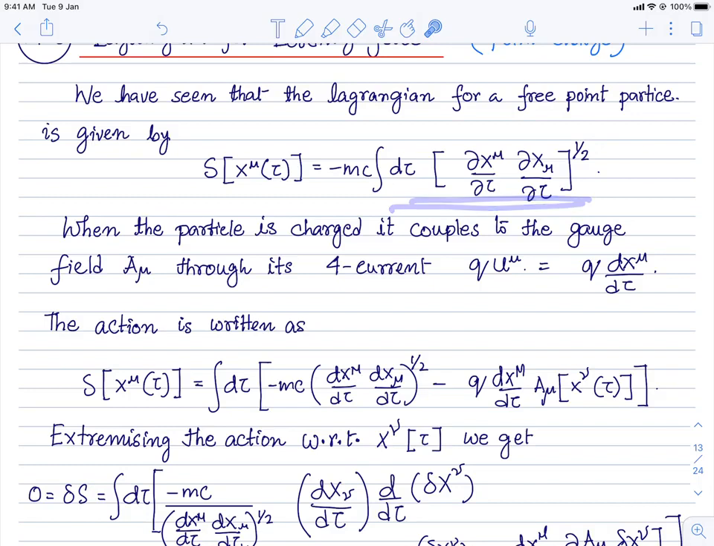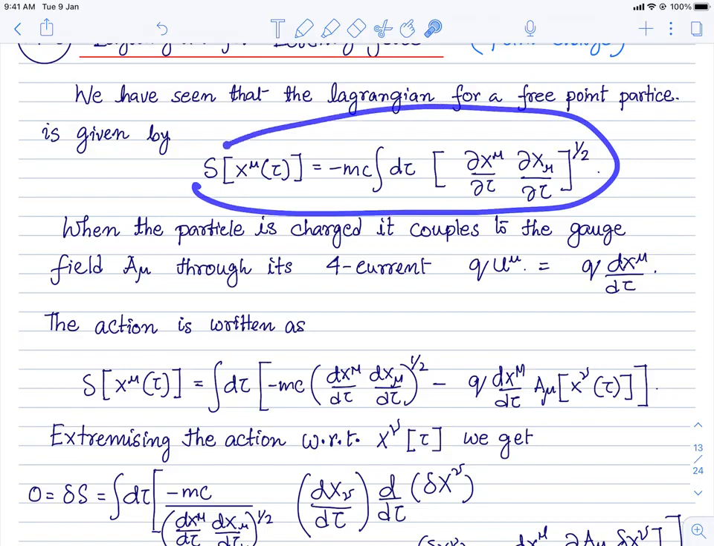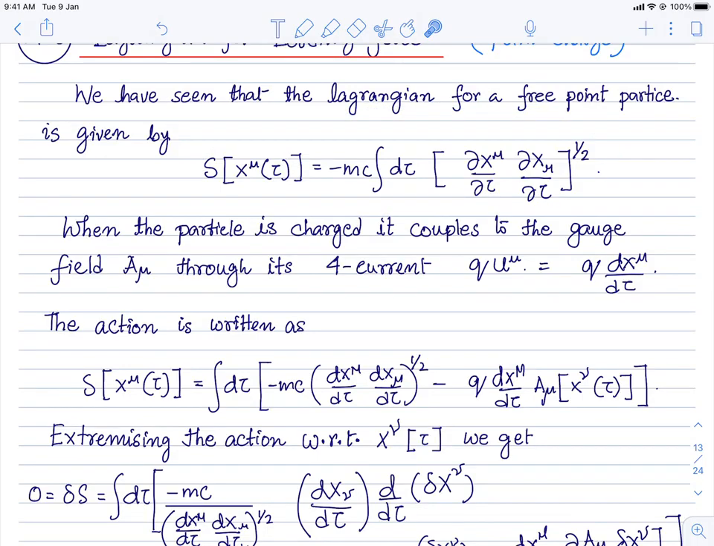This we have seen in the previous video. This is basically the four-velocity of the particle, and this is the proper time d tau. So the free action is written like this, and the equation of motion which follows from here is basically m, the rest mass of the particle, times the four-acceleration equal to 0. That's the equation of motion.